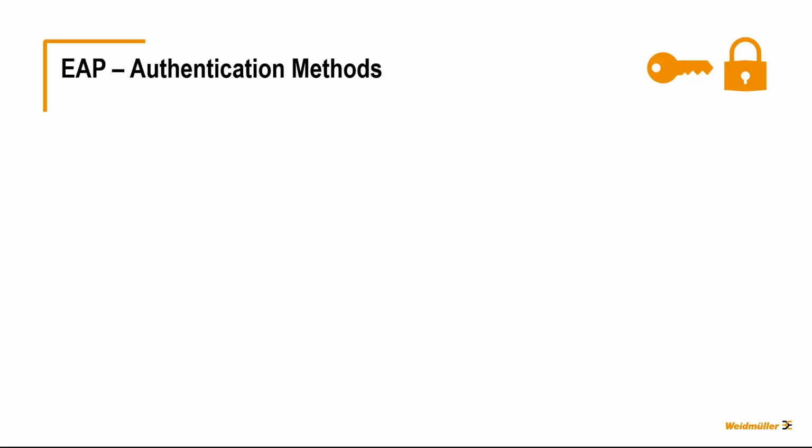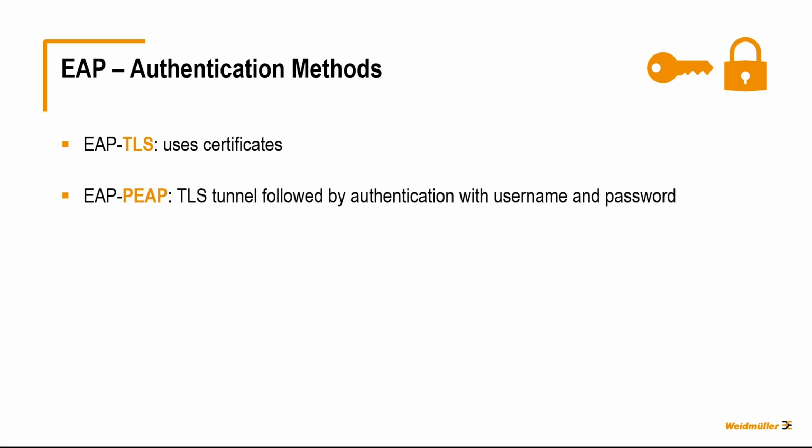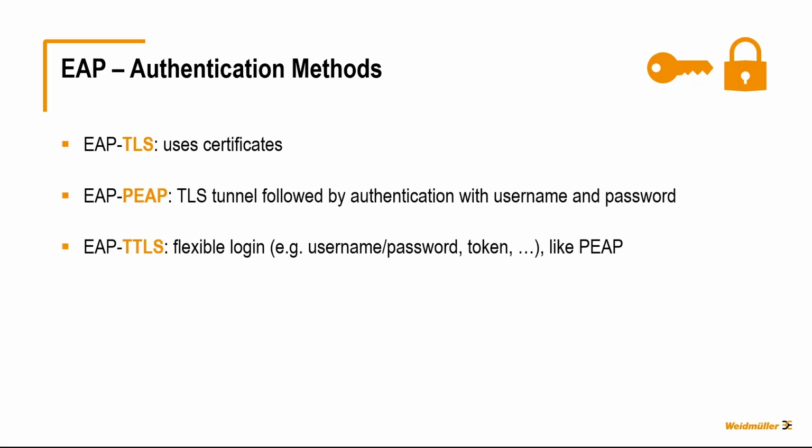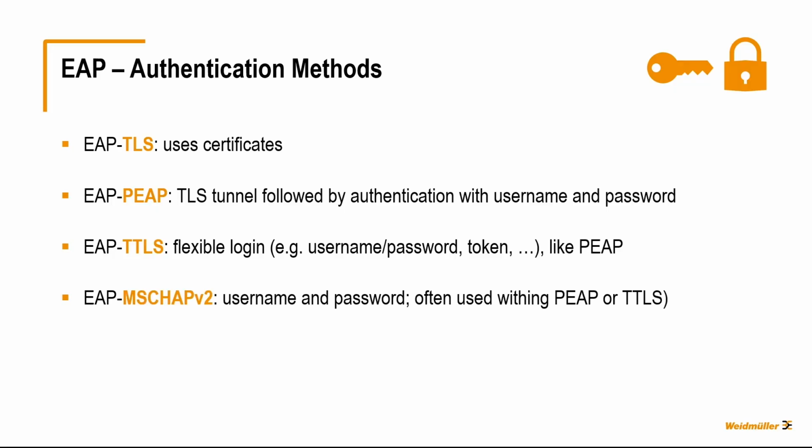EAP has different methods to authenticate. EAP TLS is considered one of the most secure options, as it relies on certificates for mutual authentication. EAP PAP and EAP TTLS both use a secure TLS tunnel before authenticating the user, with TTLS offering more flexibility in login methods. EAP MSCHAPv2 is a password-based method often used within PEAP or TTLS. Lastly, EAP MD5 is rarely used today due to its lack of security.